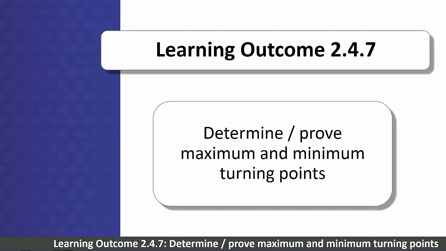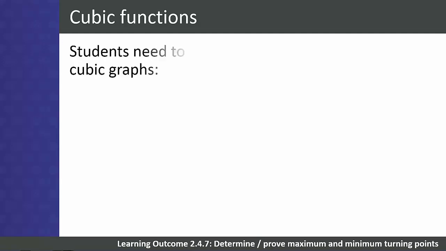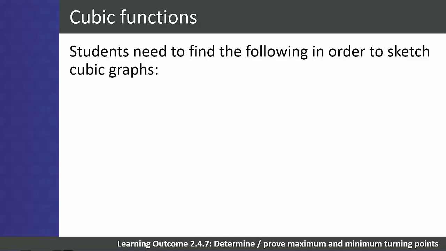Learning Outcome 2.4.7. Determine or prove maximum and minimum turning points. An important application of differentiation is plotting graphs of cubic functions. In Level 4, students need to know how to determine the characteristics of cubic functions and plot the graphs on the Cartesian plane.